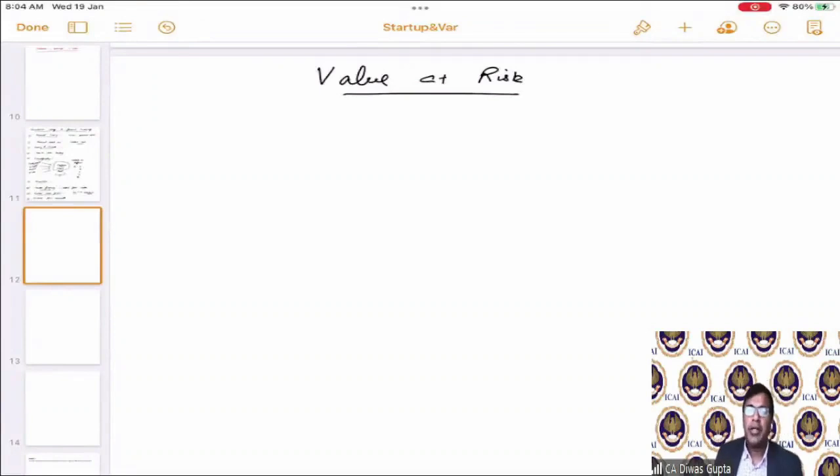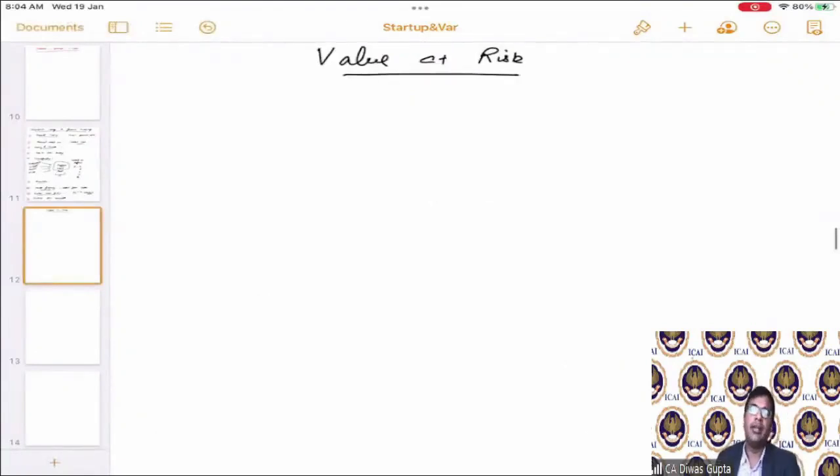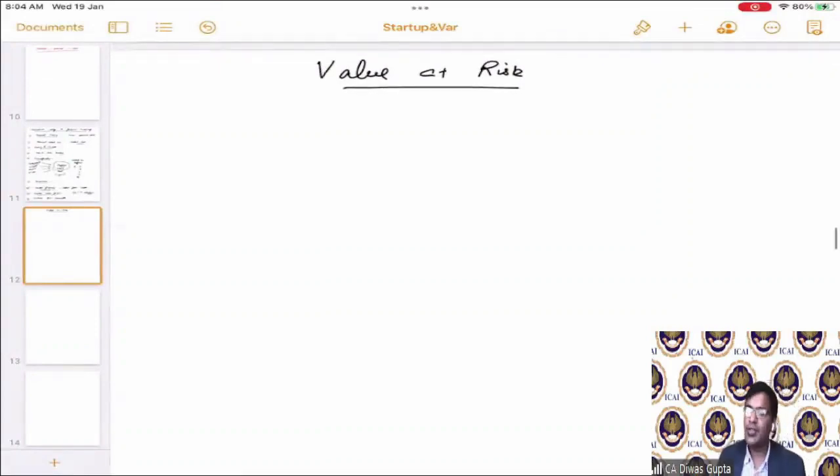So I am going to write a statement. We will take inferences from that statement one by one, and then we will try to understand what is value at risk. Correct. So students, the general understanding, what we perceive when we read something called value at risk, is that value at risk means simply what is the amount of loss that I am going to incur.